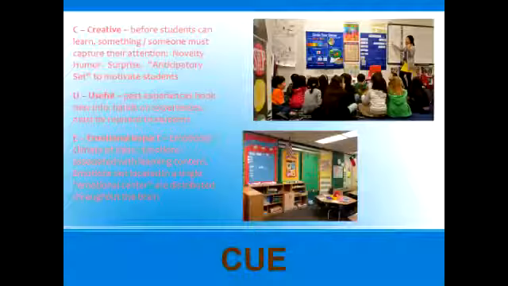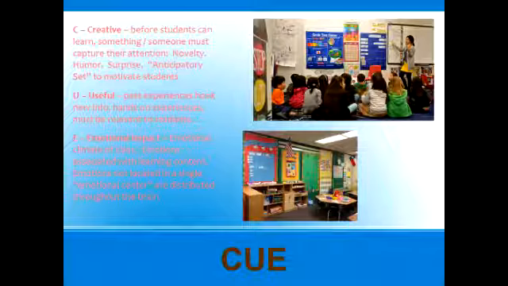How can we help students to use creative thinking and to maximize this activity in their brains? There are three basic elements that can be very powerful in terms of bringing creativity into the classroom. If we think of the word Q, it stands for three different things, and the first one is creative. Before students can learn, something or someone must really capture their attention. In traditional lesson plans, we call this the anticipatory set, which is used to motivate students and get them engaged and ready to learn. Many teachers use novelty, humor, or surprise in order to capture their attention and to get them excited about what they're learning.